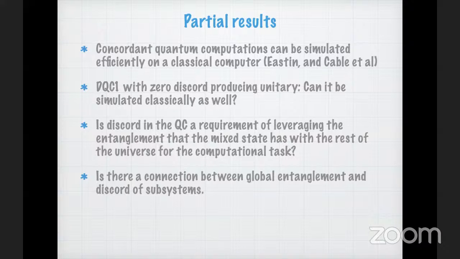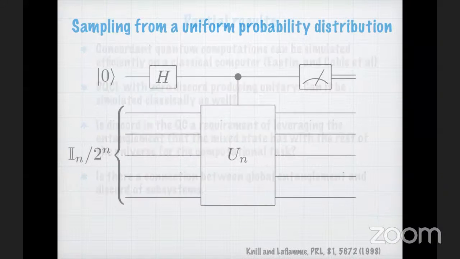So to simplify that problem, we asked the question: is there a connection between the global entanglement in a state and the discord of subsystems? So that would be the starting point, a simplification of this more complicated and, in a sense, philosophical question. So reducing it to that, right.